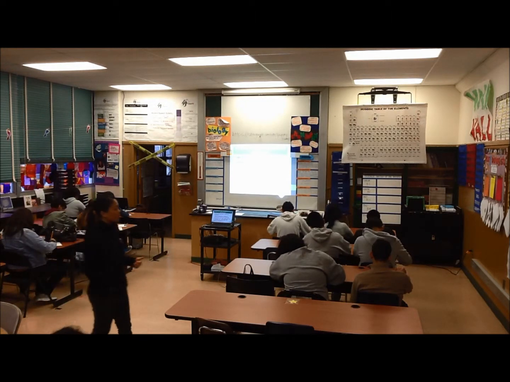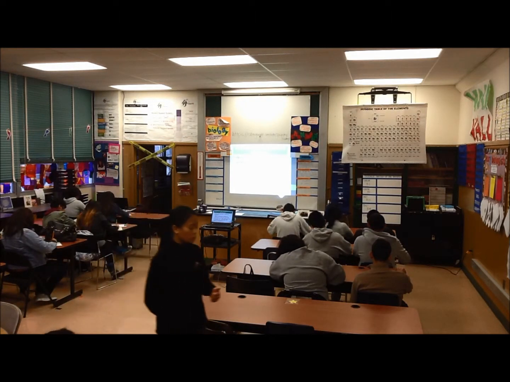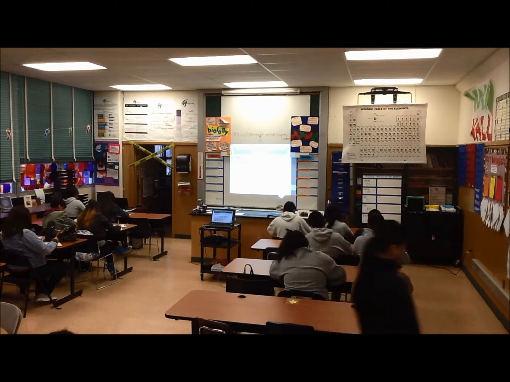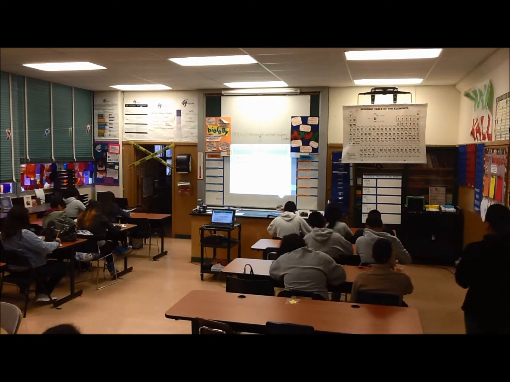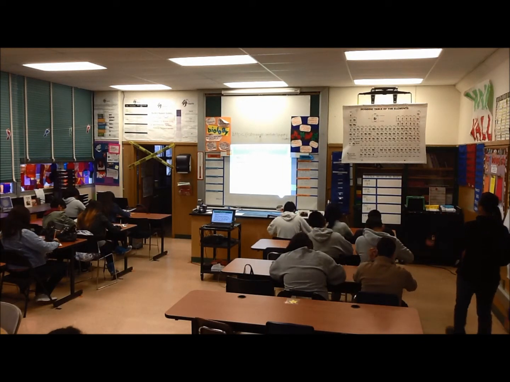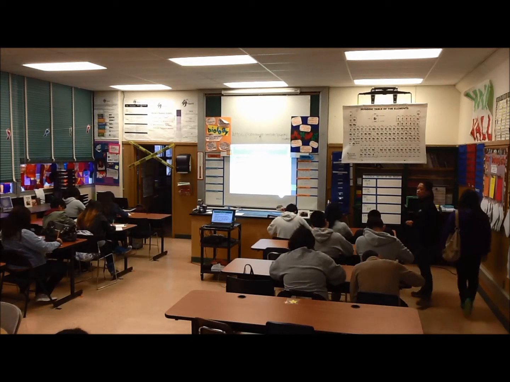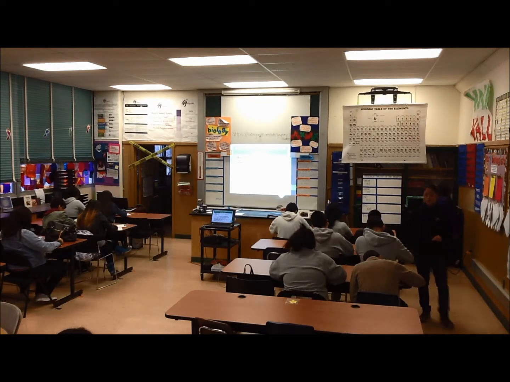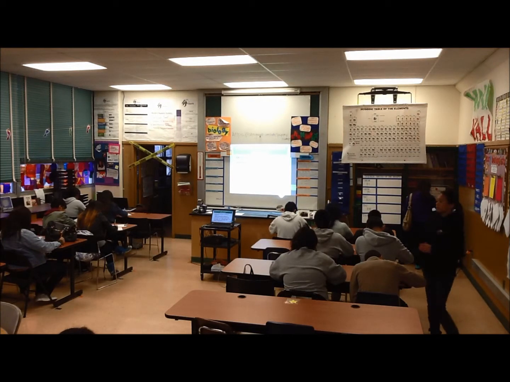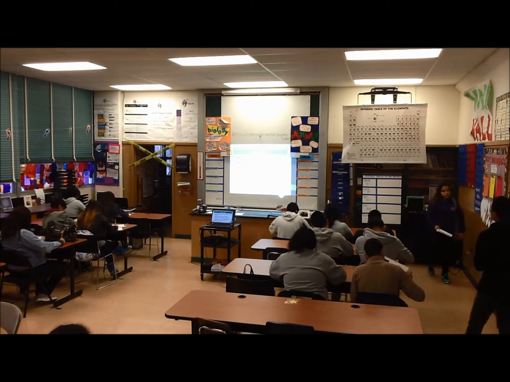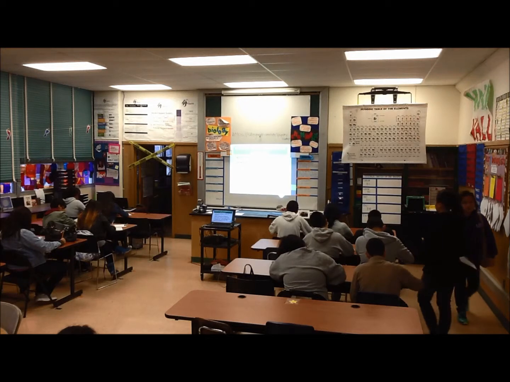So the first thing about the law of conservation of mass, and you should be jotting this down underneath your learning target, is that the mass of your reactants, which are your substances on the left side of your chemical equation, should always equal the mass of your products, the substances on the right-hand side of your chemical equation.